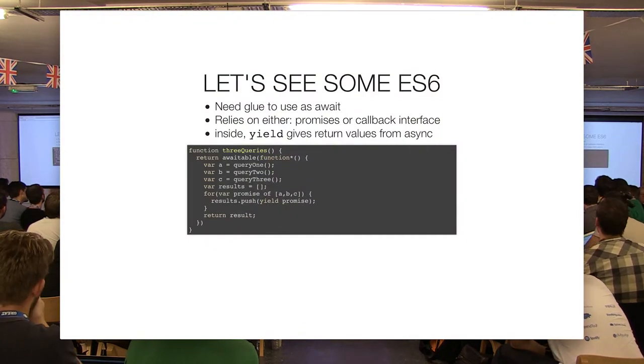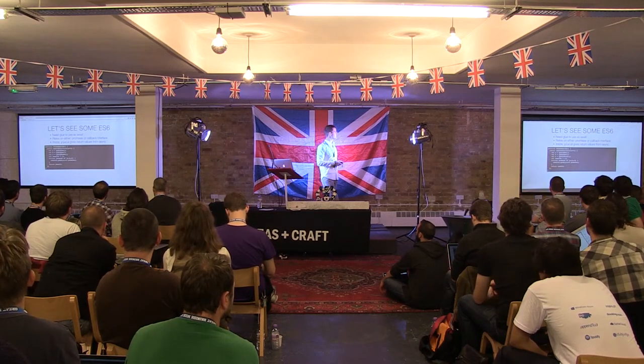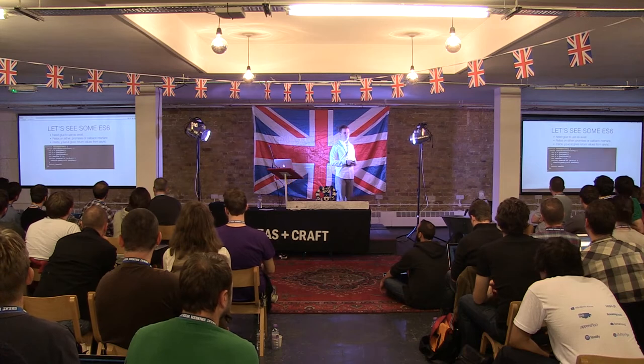We can start writing code that looks a lot more like this. So this looks hopefully pretty synchronous. Is that kind of code readable to everyone? Semi-readable? Nice. So we've got a function called threeQueries, and we've wrapped our generator in some glue code called awaitable.